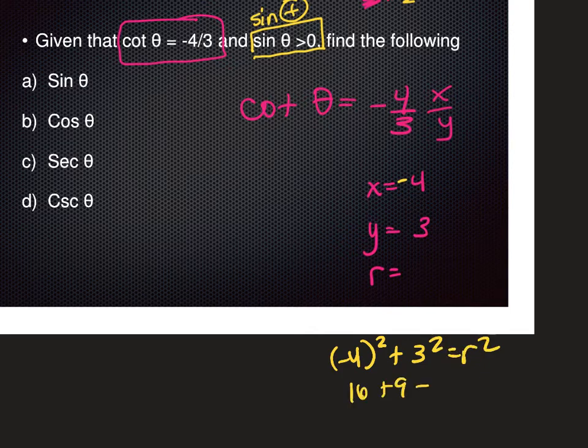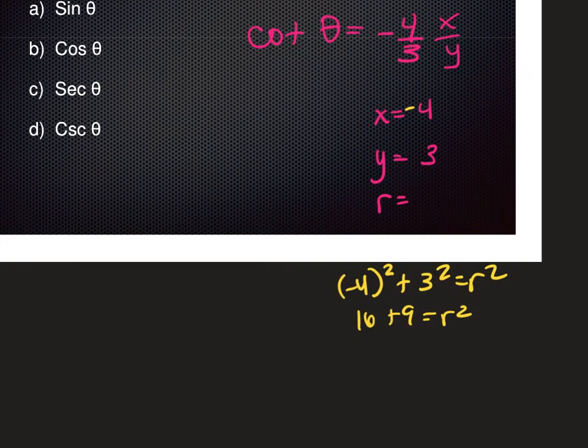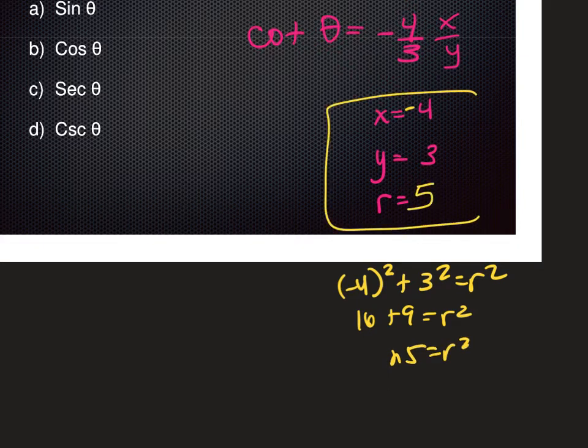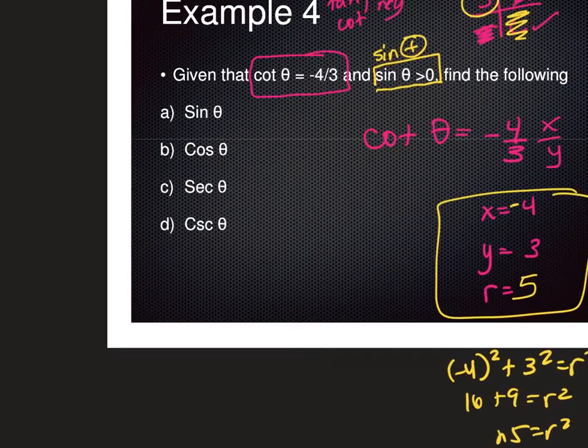16 plus 9 equals r squared. 25 equals r squared. What's r equal? 5. The rest of this, guys, we know how to do in our sleep.